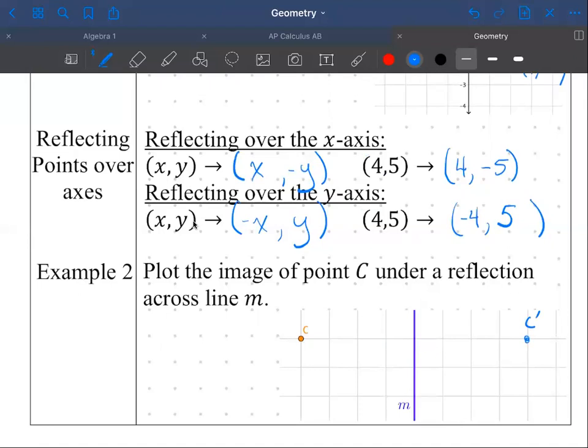Just note that this distance is equal to this distance. These two distances are the same. So I'll say, maybe in a different color, same distance here and here. It's one of those preserving distance type of transformations. All right, and most of them are. They're all rigid transformations except for dilations.